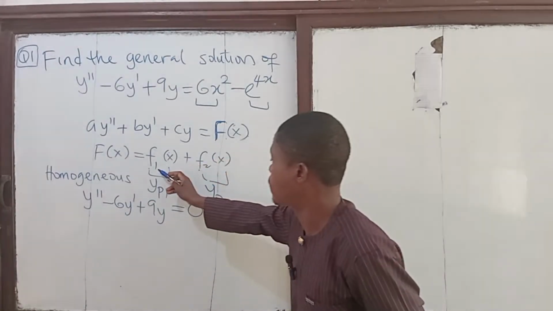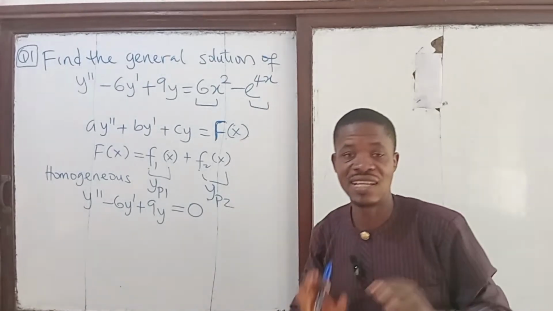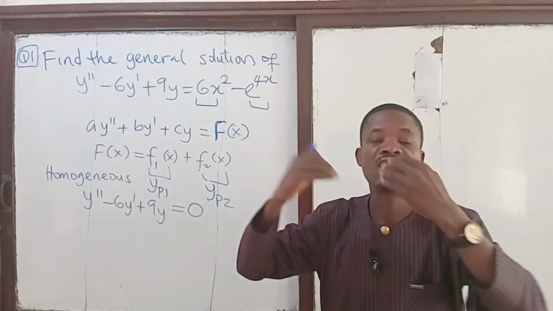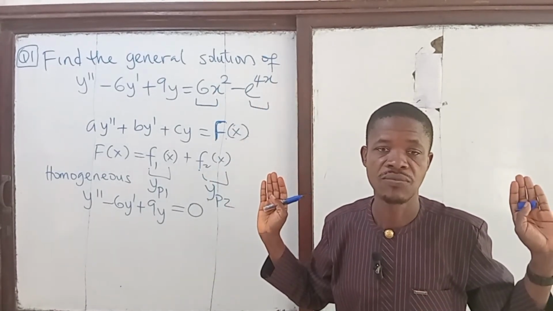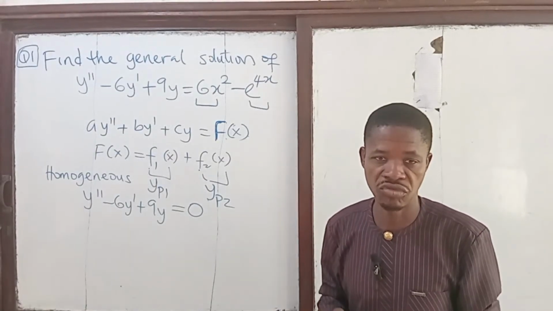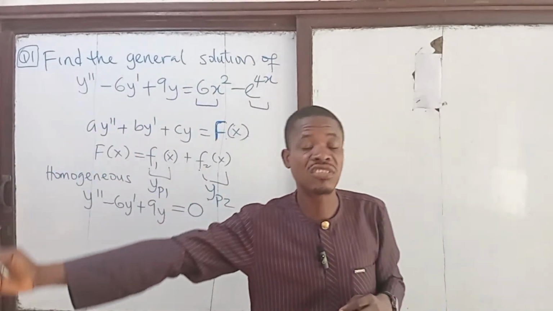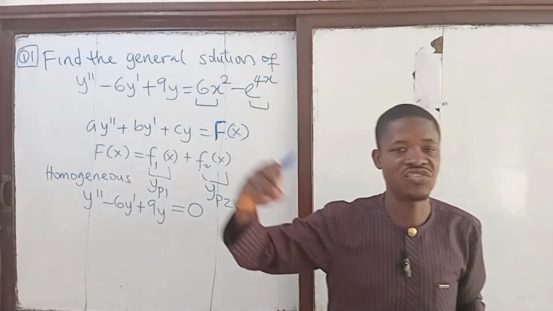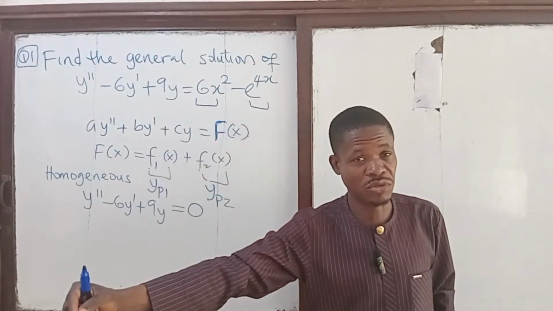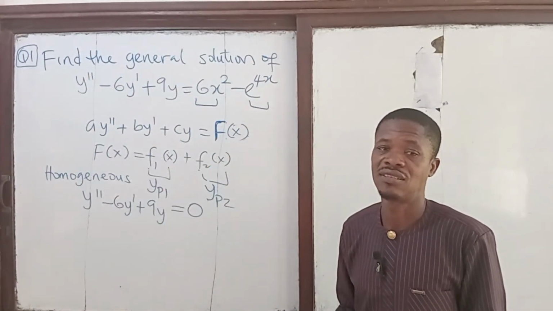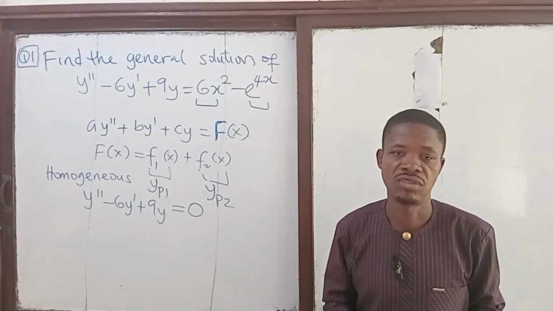The f1 of x in this case is quadratic. The second part is the e function. Each of those functions has its respective rules. Without further ado, let's go straight to the solution of this question: get the general solution for the homogeneous part, and also get the particular solution for the non-homogeneous part. Then finally get the general solution for all. Let's go straight to the work.